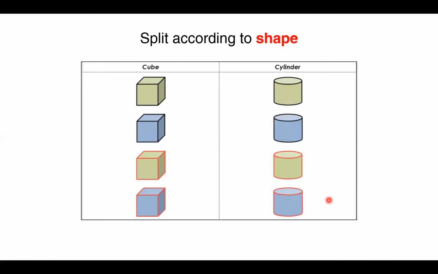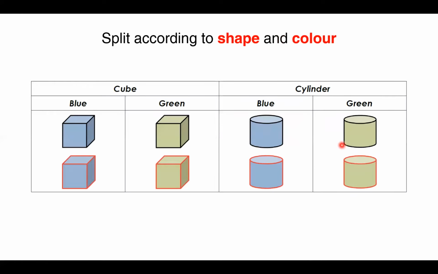So we can arrange these shapes according to their shapes. So the cubes all go on the left side and the cylinders all go on the right side. Then what else can you do? You can then split them further into their colors. So blue cubes are in one group, green cubes in one group, blue cylinders in another group, and then green cylinders in one other group.